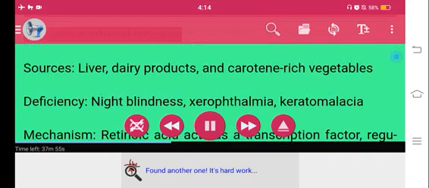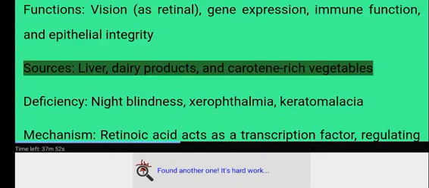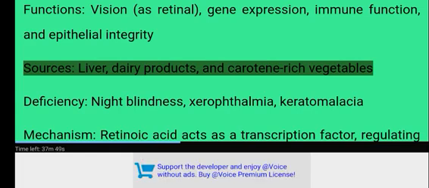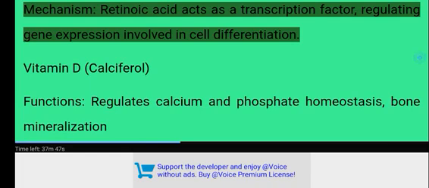Vitamin A: retinoids and carotenoids. Functions: vision as retinol, gene expression, immune function, and epithelial integrity. Sources: liver, dairy products, and carotene-rich vegetables. Deficiency: night blindness, xerophthalmia, keratomalacia. Mechanism: retinoic acid acts as a transcription factor, regulating gene expression involved in cell differentiation.